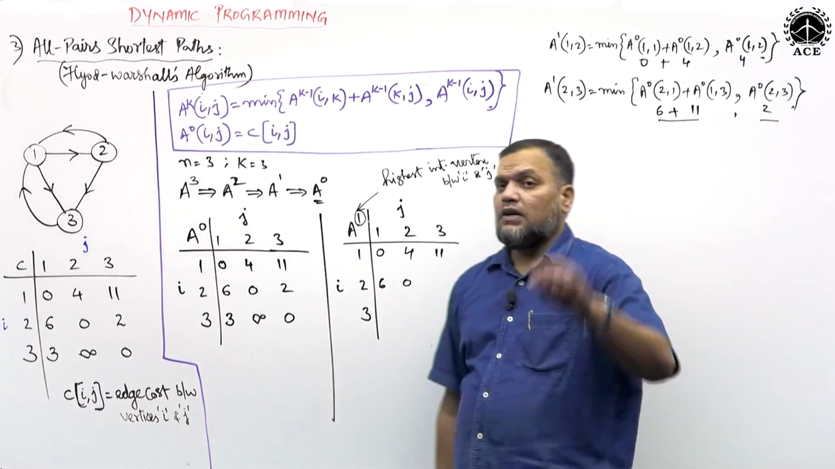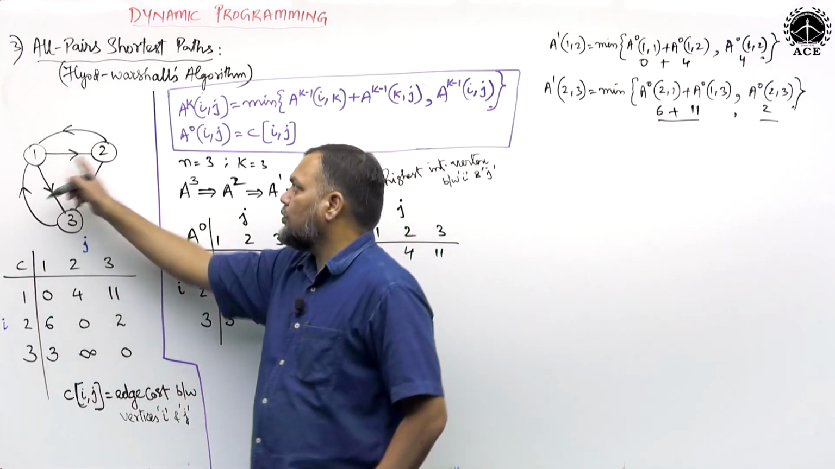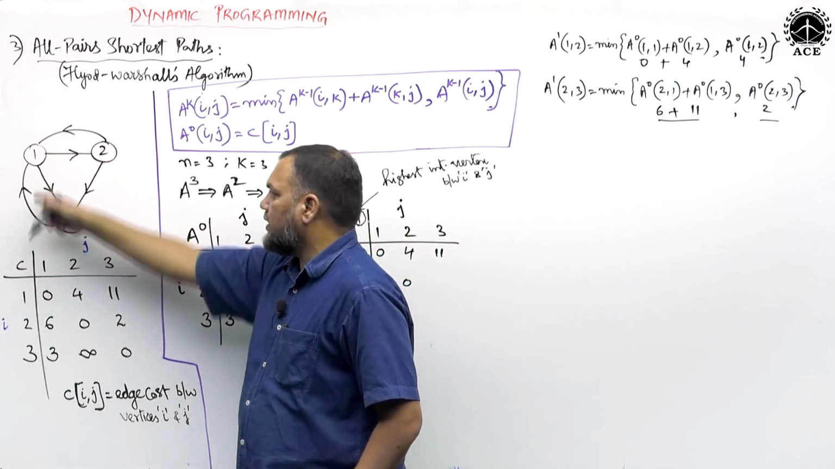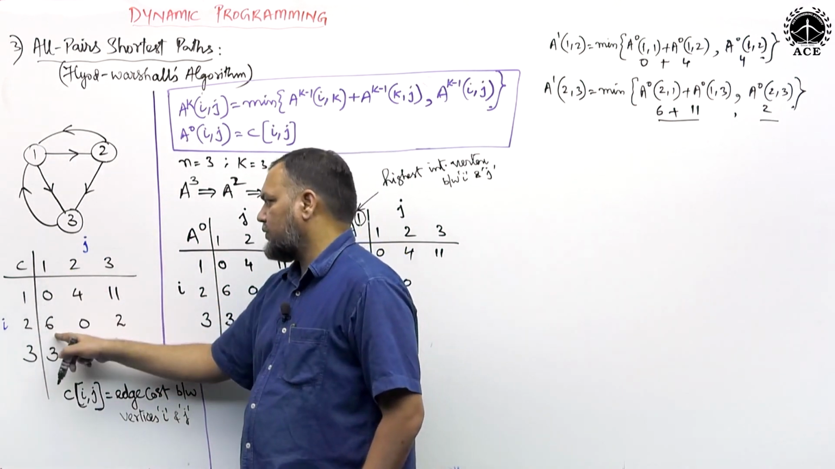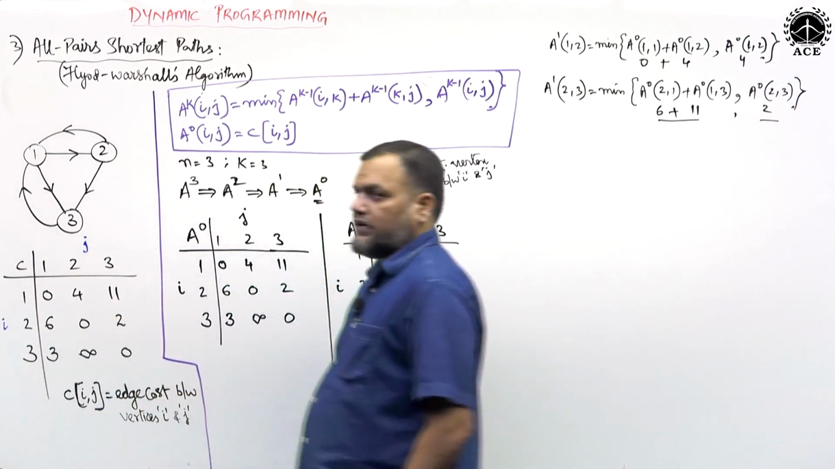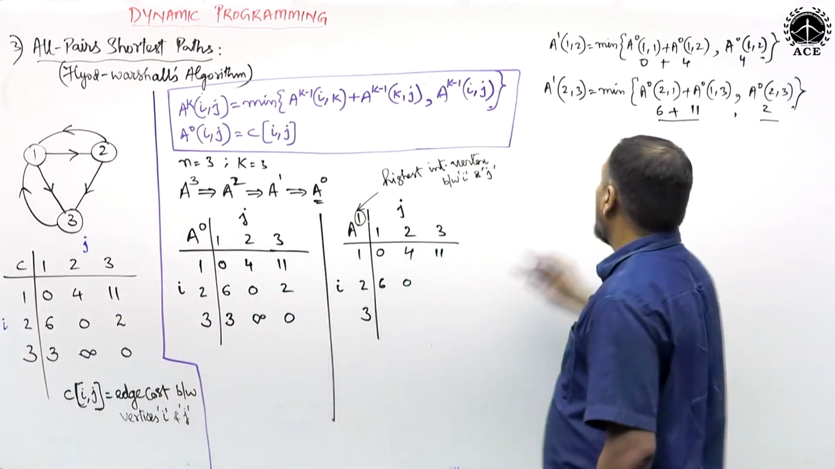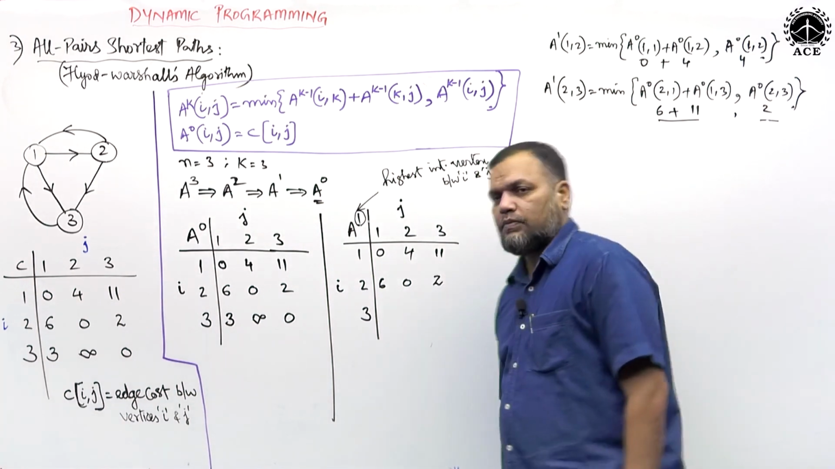That means, if I go from 2 to 3 via 1, look at the graph, 2 to 1 and then 1 to 3. 2 to 1, what is the cost of the edge? 2 to 1 is 6, and then 1 to 3, what is the cost of the edge? 11. So 6 plus 11 is 17. So 17 is not better than 2. Therefore, I will retain the value 2. Do you get my point?